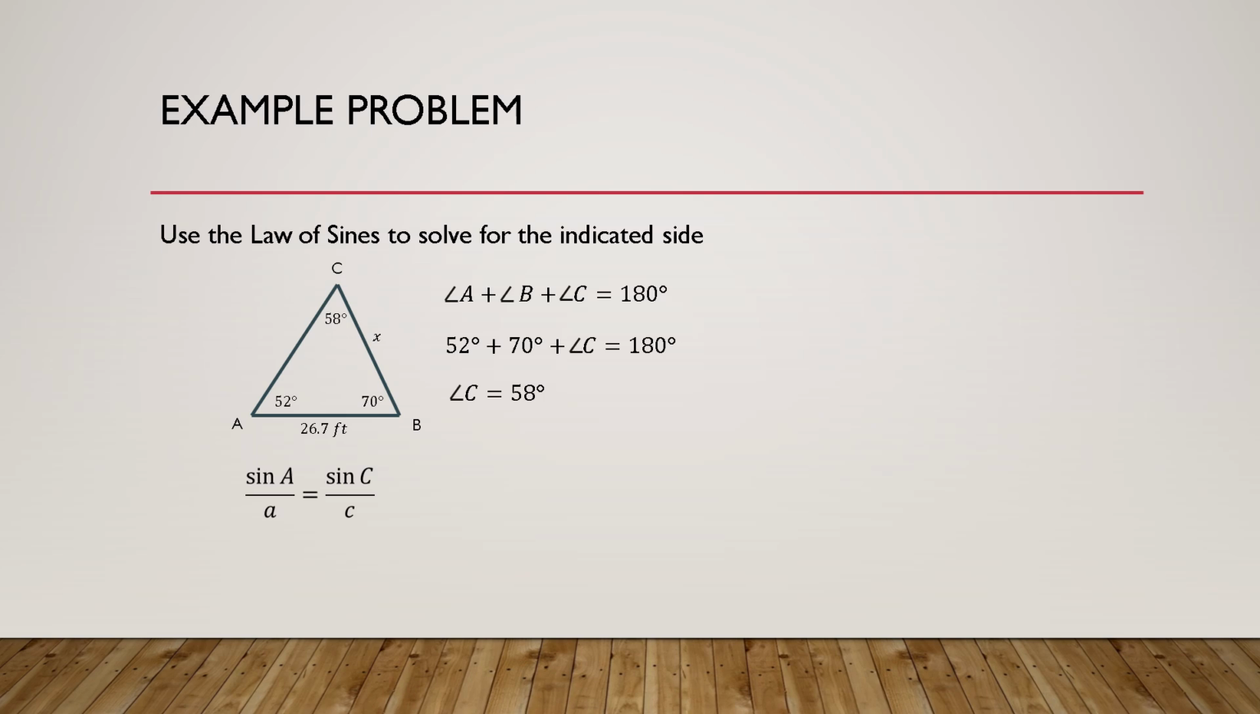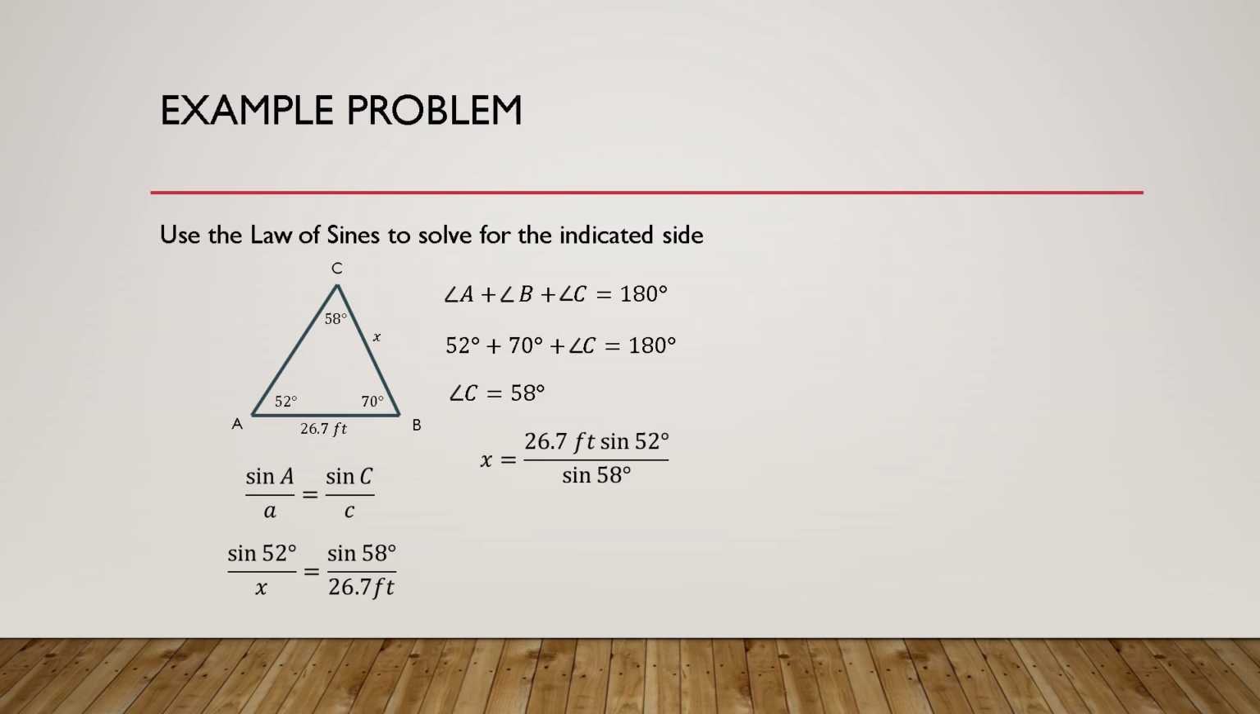Sine A over A is equal to sine C over C, or sine 52 degrees over x is equal to sine 58 degrees over 26.7 feet. If we solve for x, we get x is equal to 26.7 feet times sine 52 degrees over sine 58 degrees.